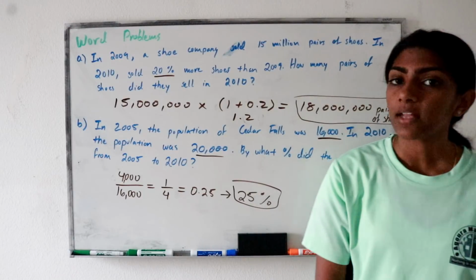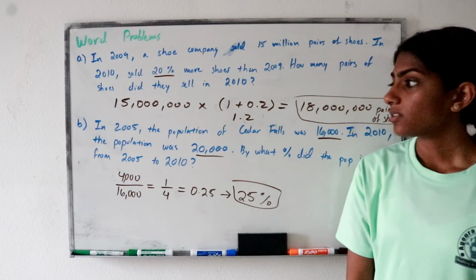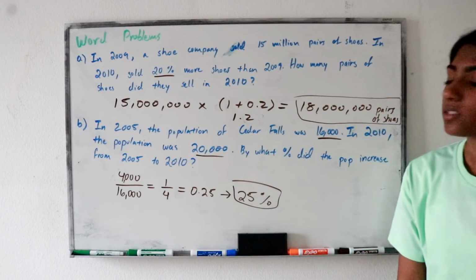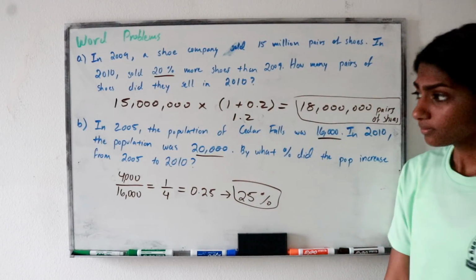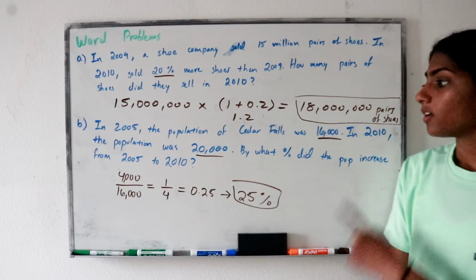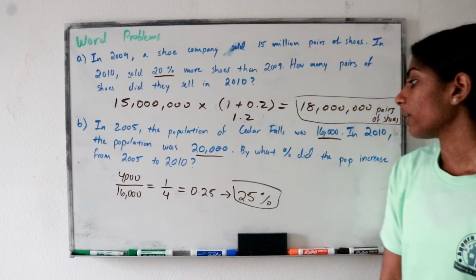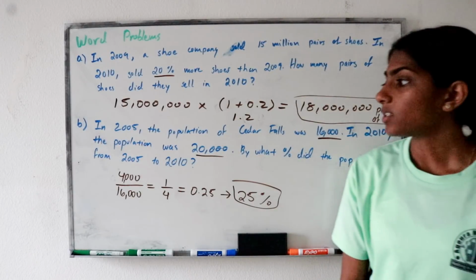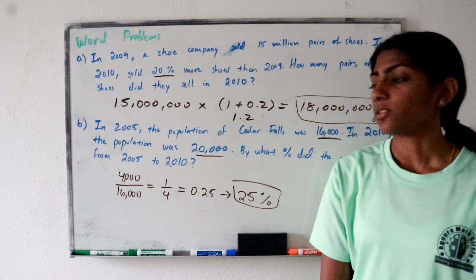So next, let's look at example B. In 2005, the population of Cedar Falls was only 16,000. In 2010, the population was 20,000. By what percent did the population increase from 2005 to 2010?